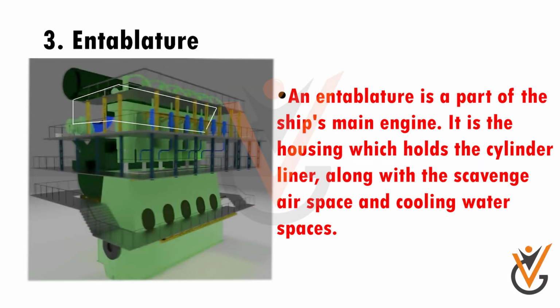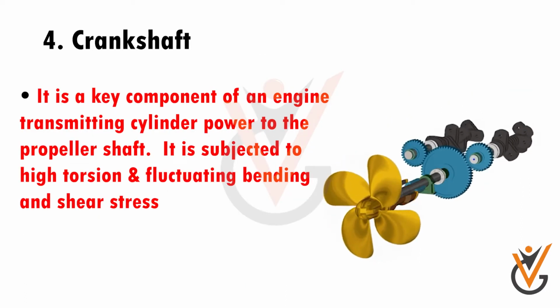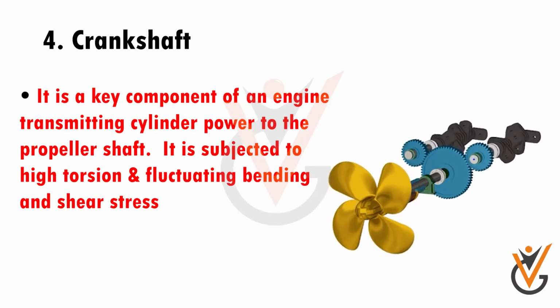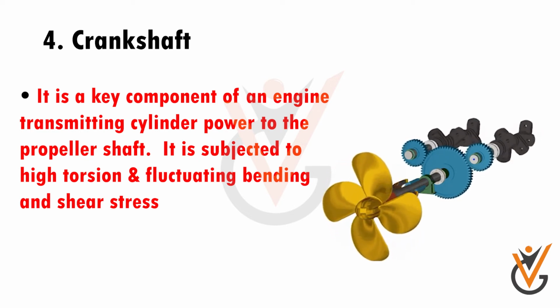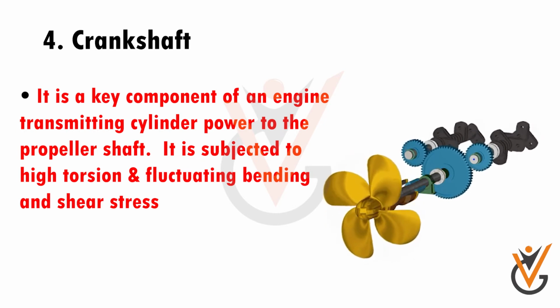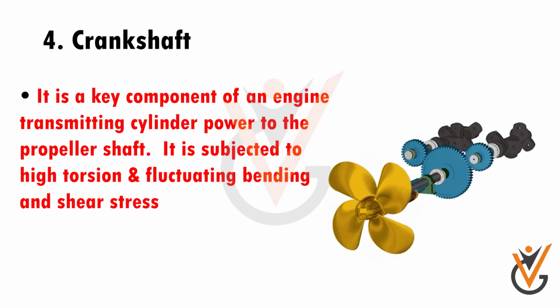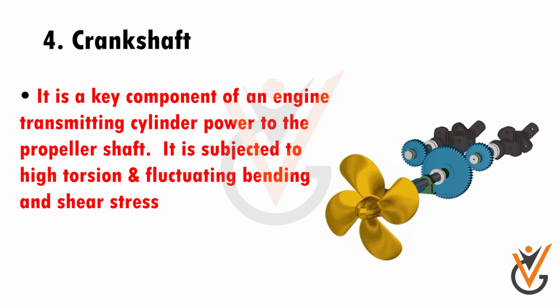Entablature. An entablature is a part of the ship's main engine. It is the housing which holds the cylinder liner, along with the scavenge air space and cooling water spaces. Crankshaft. It is a key component of an engine transmitting cylinder power to the propeller shaft. It is subjected to high torsion and fluctuating bending and shear stress.